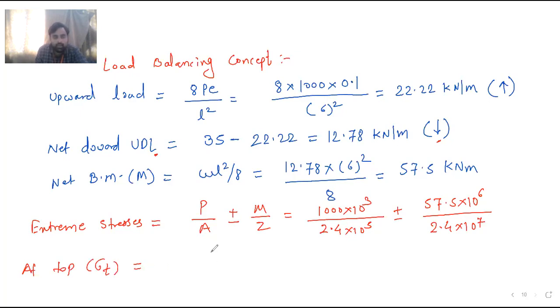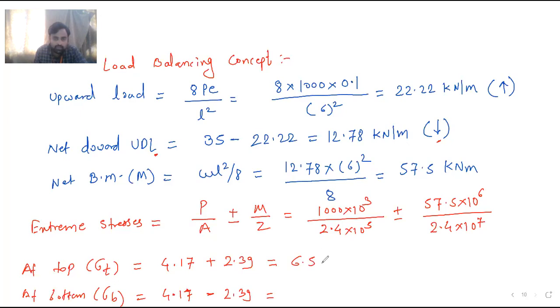Sigma t is equal to P by A, we have already calculated that, 4.17 something. Okay, 4.1. Now at bottom, sigma b is equal to, let me know the next bracket. At top it is plus, at bottom it is minus. 2.39. So what is the answer? It is 6.56 Newton per mm square, and at bottom 1.78 Newton per mm square.